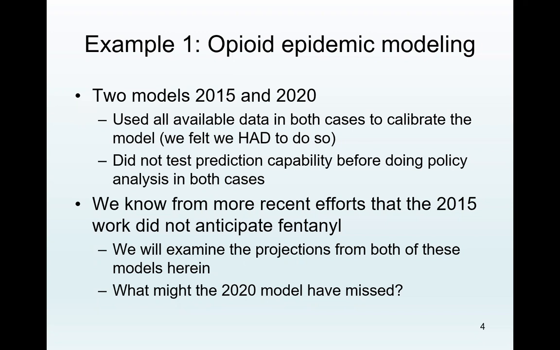And we already know, just without having to go look closely, that our early efforts didn't anticipate fentanyl, which has completely changed the impacts of the opioid epidemic in ways that we didn't see coming. So maybe that's just the way the world is, and we have to accept that. But what are the implications?